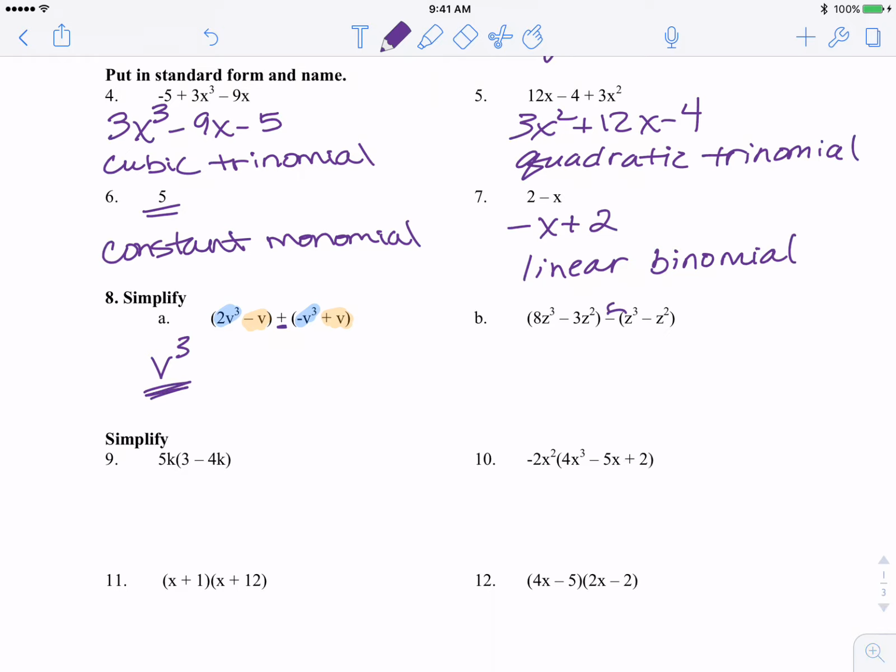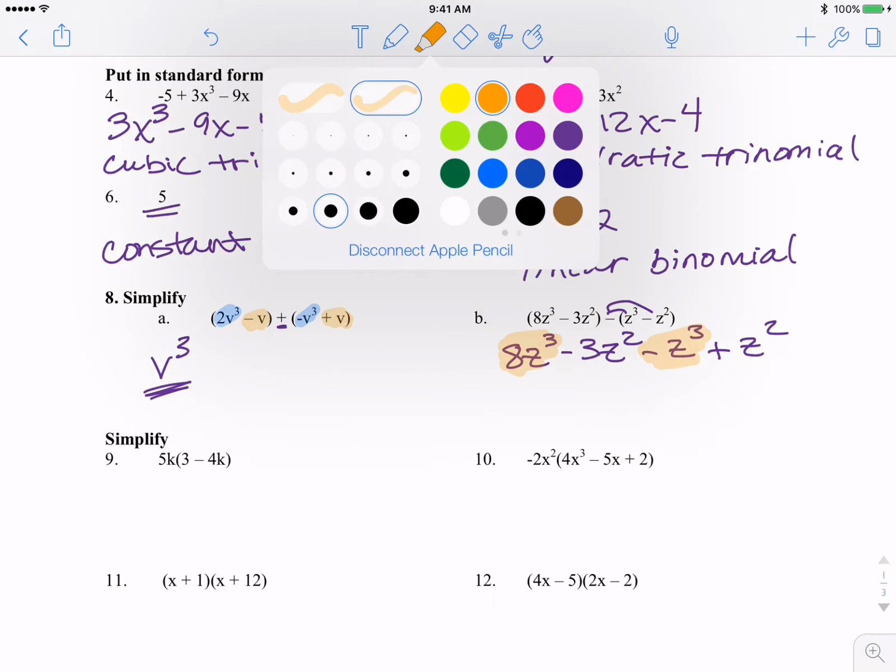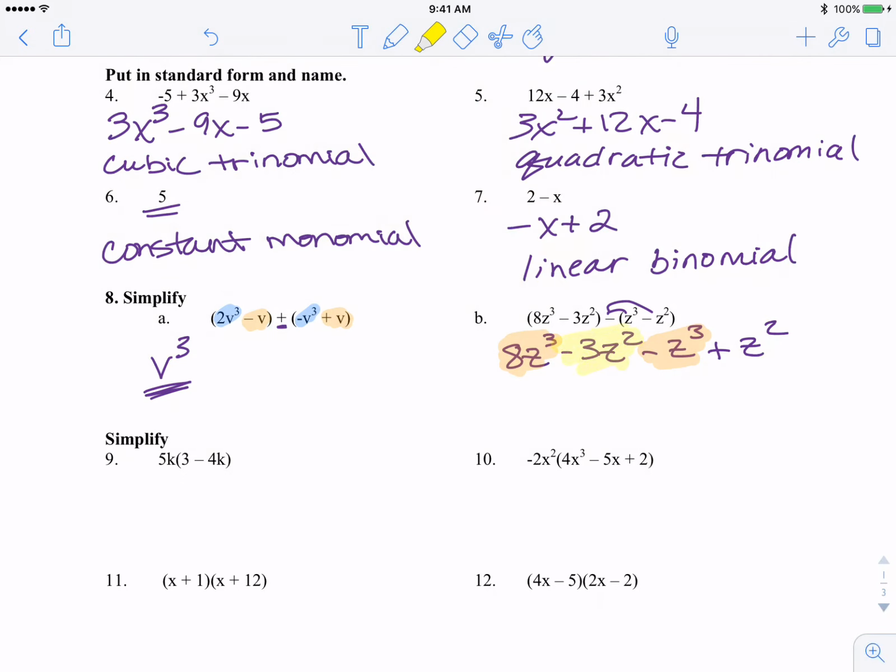On b, though, I have to distribute this negative. So this is going to change this expression to say 8z cubed minus 3z squared minus z cubed. And then I have minus a negative. So that's going to turn positive z squared. Then combining these like terms, I see a cubed z here and here. So those are like terms. And then I see a squared z term here and here. Remember, the coefficients and the signs in front of the variables go with them. So 8z cubed minus z cubed is 7z cubed, and negative 3z squared plus z squared is negative 2z squared.